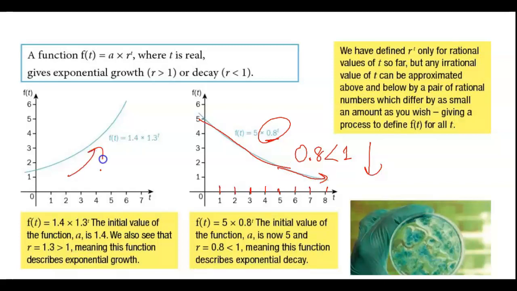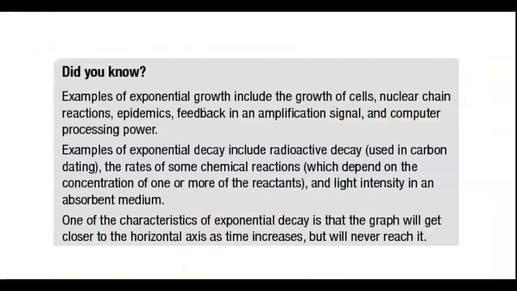When the function increases, it is called exponential growth. But when the function decreases, it is called exponential decay. Examples of exponential growth include the growth of cells, nuclear chain reactions, epidemics. Currently, epidemics, you know which disease is widespread nowadays. Feedback in amplification signals and computer processing power.